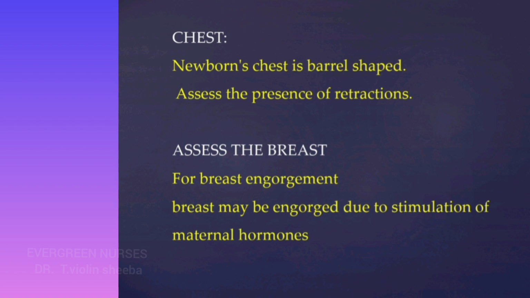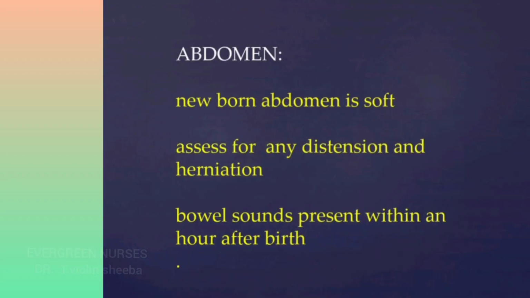So then we can assess the abdomen. Usually the newborn abdomen is soft. Assess the abdomen for any evidence of herniation because umbilical hernia is a common condition in the newborn period. We can assess the abdomen for scaphoid. The scaphoid abdomen is commonly seen in congenital diaphragmatic hernia, and also we have to assess for any bowel sound with the help of a stethoscope. We have to auscultate it. It will be present within 1 hour after birth.